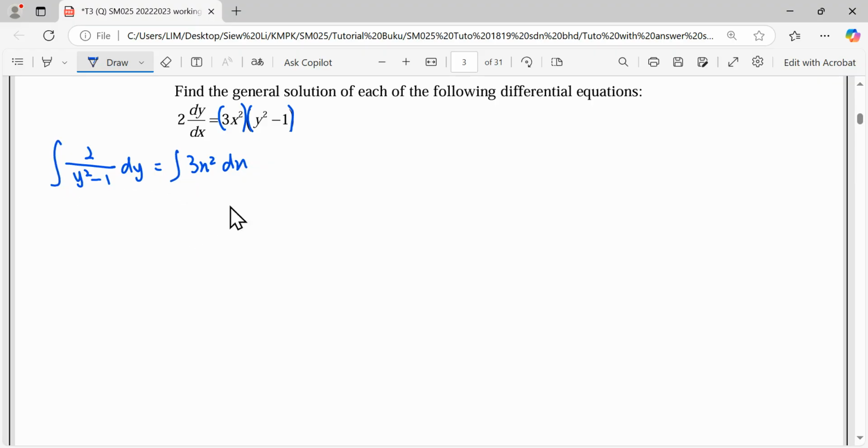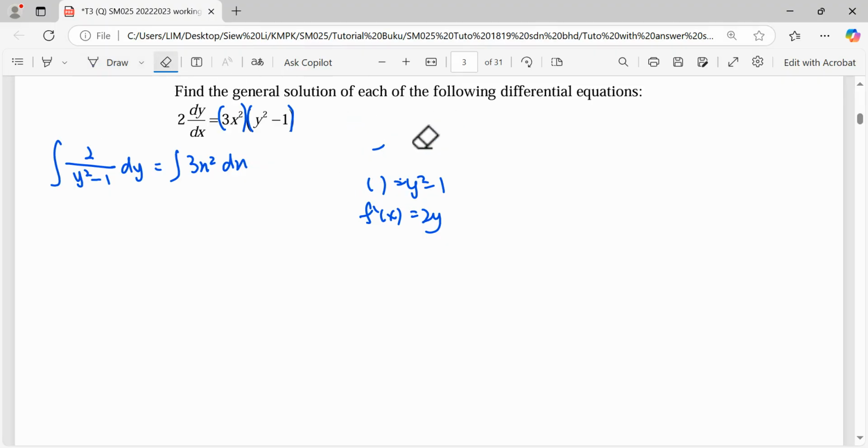To integrate this fraction, if you want to check f(x) and f prime(x), your function is y squared minus 1. When we differentiate the function, we get 2y, so it's supposed to be getting 2y, not 2 only. So this fraction we cannot just integrate using a formula. We need to solve it using a technique of integration, which is partial fraction.